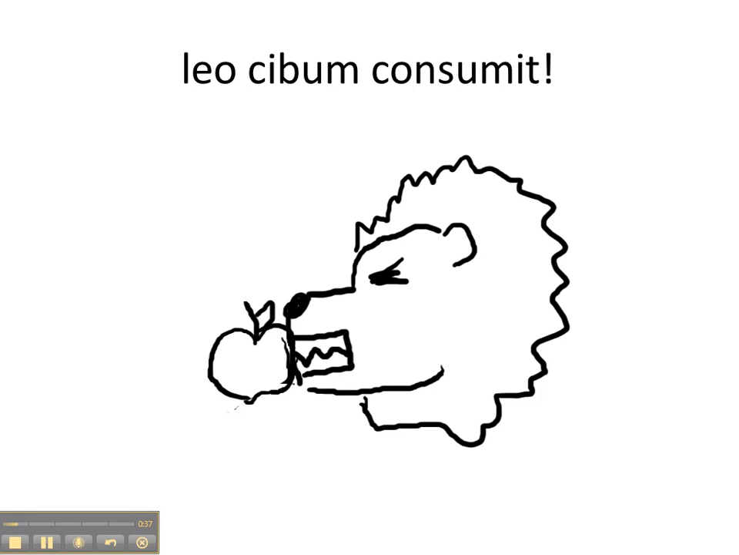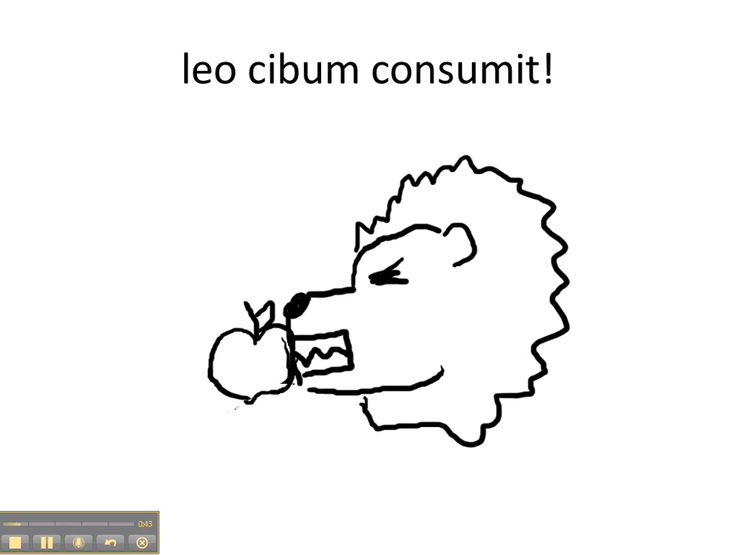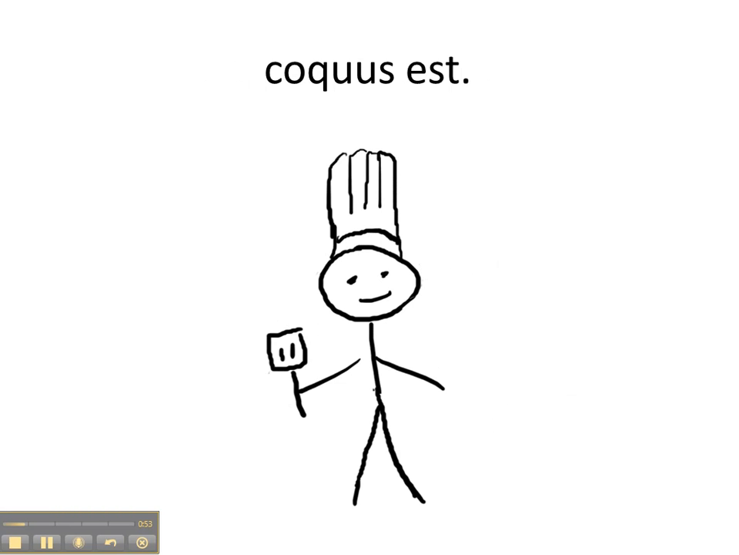And the difference between those words, cibus and cibum, is that the us is the subject form, which will be called the nominative, and the um is the direct object form, which will be called the accusative. I have another example for you.